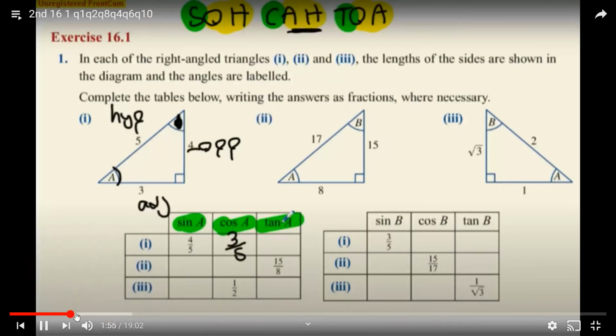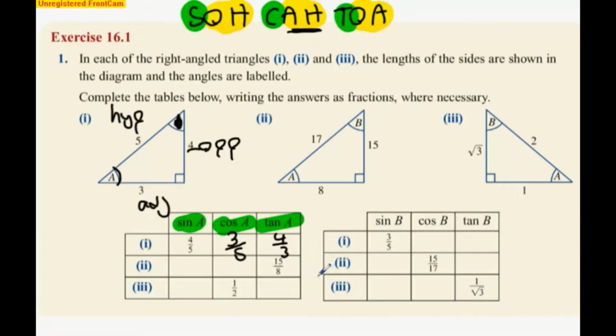So let's move on a bit. Sine A is opposite over hypotenuse. That's why we got 4 over 5 for sine A. Cos A is adjacent over hypotenuse. That's why we're getting 3 over 5 for cos A. Tan A is opposite over adjacent, which is 4 over 3. As you can see, the opposite is 4 and the adjacent is 3.